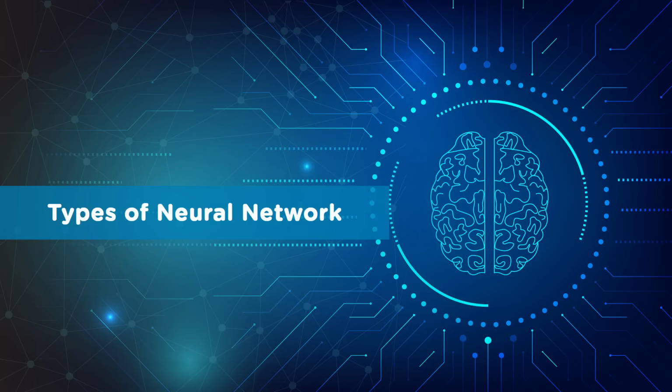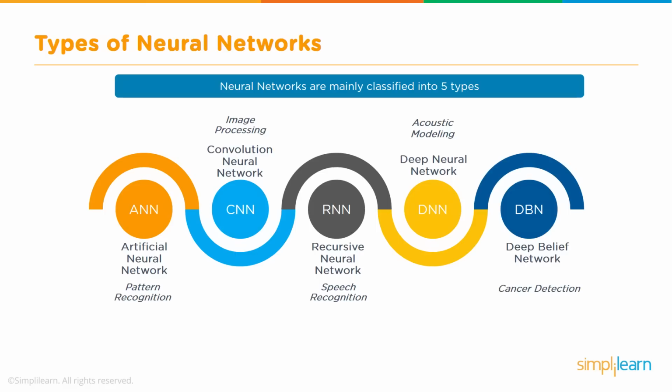Now that we have a good idea about Perceptron, let's take a look at what is a neural network. We have seen what is a perceptron, we have seen what is a neuron, so we will see what exactly is a neural network. A neural network is nothing but a network of these neurons, and there are different types of neural networks. There are about 5 of them. These are artificial neural network, convolutional neural network, recursive neural network or recurrent neural network, deep neural network, and deep belief network.